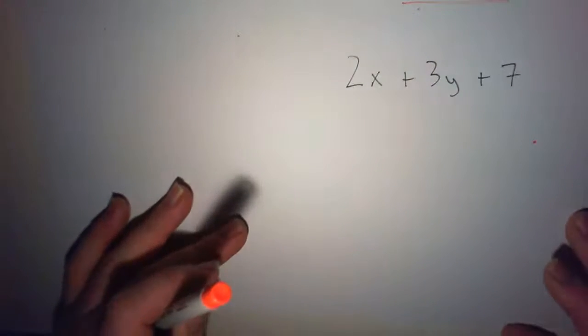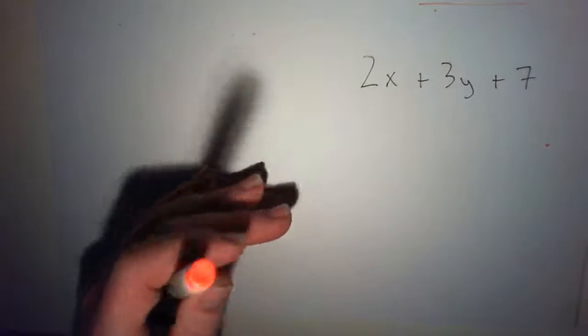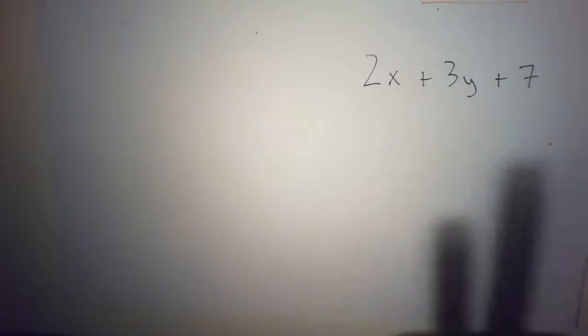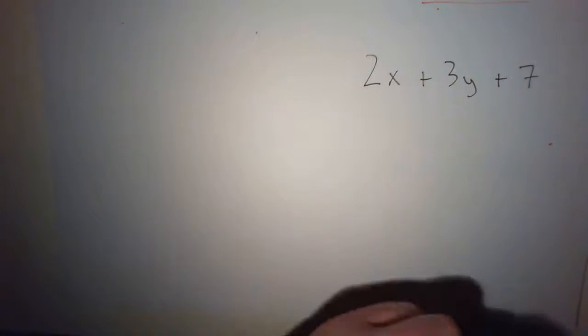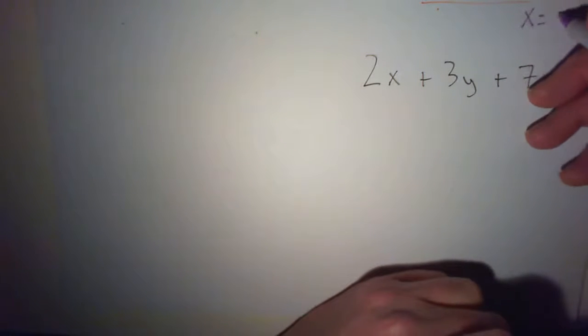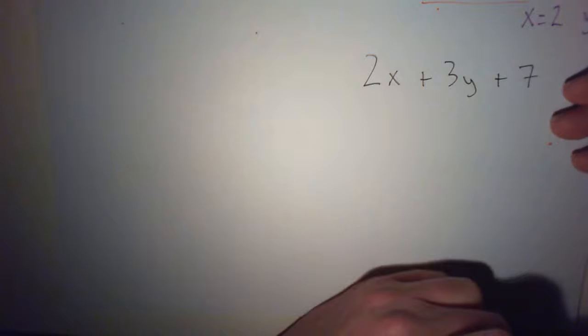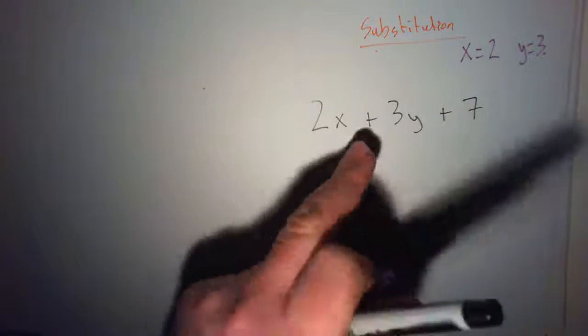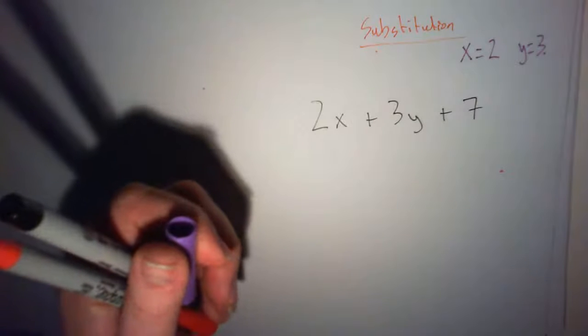Now on its own, it doesn't do anything unless you know what those variables are. And this is where substitution comes in. What happens if you're told what the variables are? Then suddenly this becomes something you can solve.